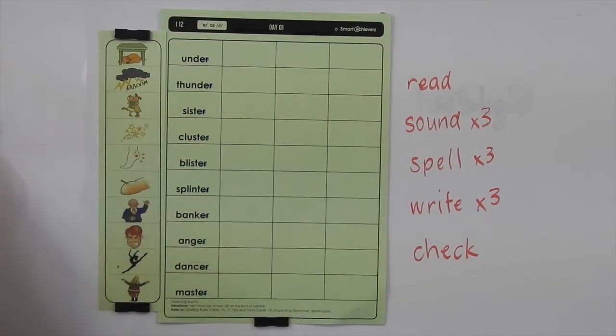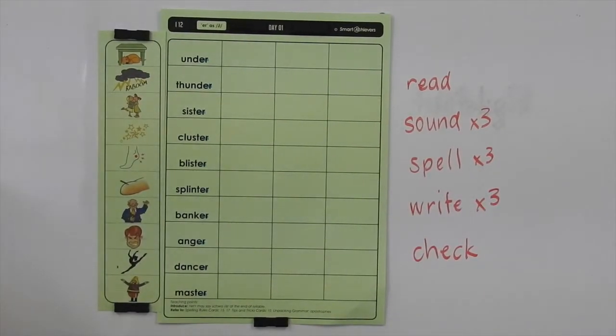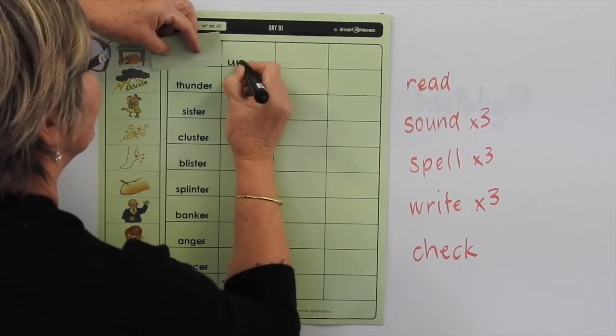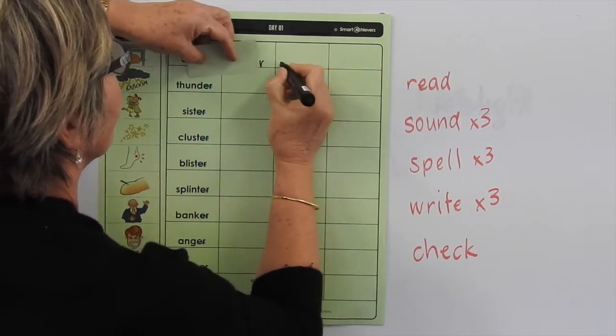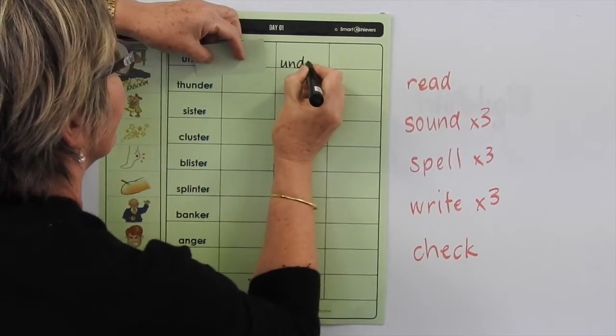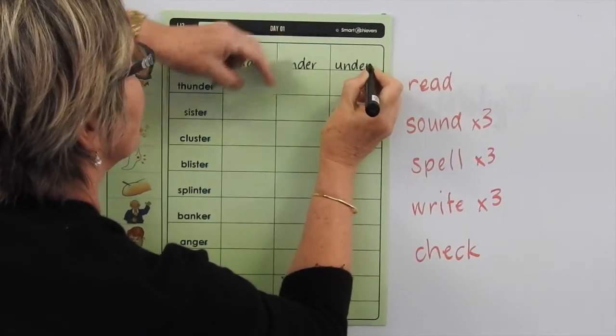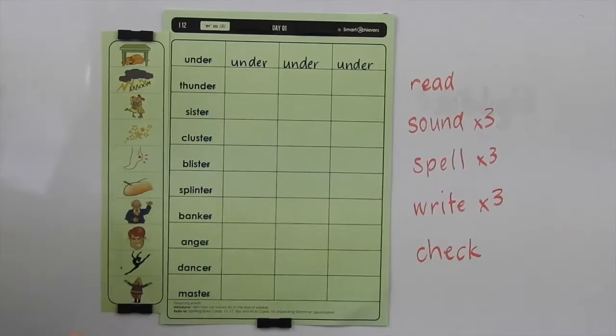So let's read these words, sound them, spell them, and write them. So we've got under, under, under. U-N-D-E-R, U-N-D-E-R, U-N-D-E-R. Write them 3 times, then check to make sure that it's correct. You can finish that page off.